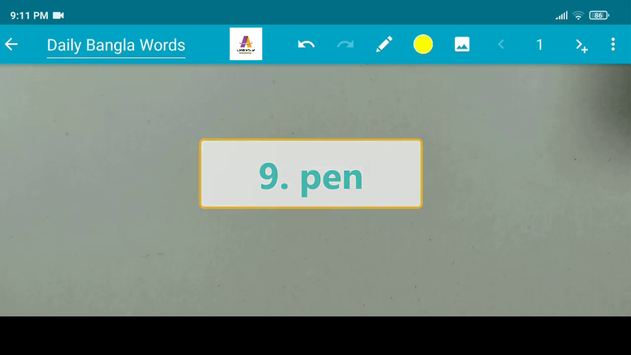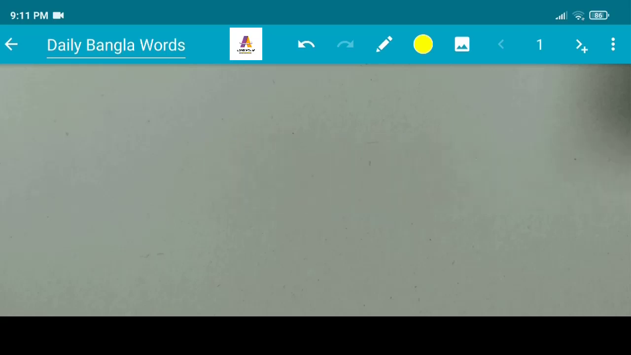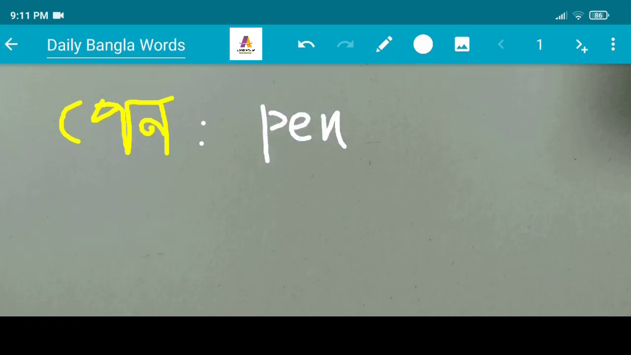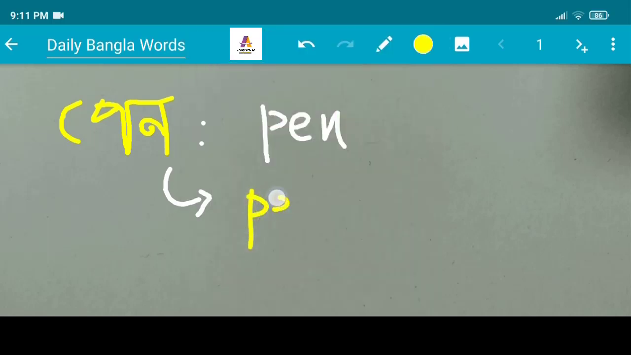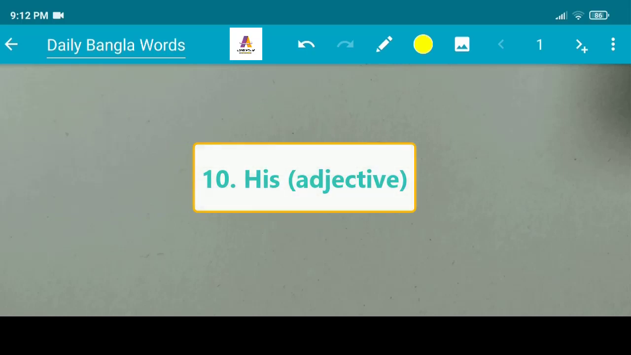Pen. This has the same meaning in English as well as the pronunciation of it. Move to the next word.